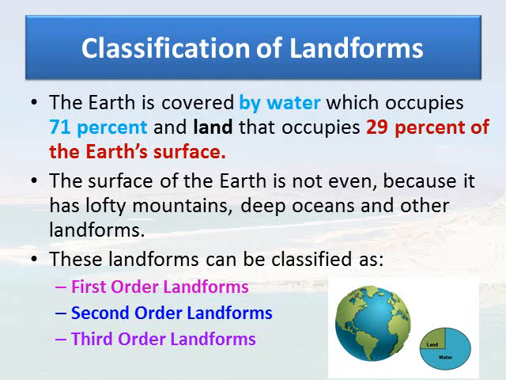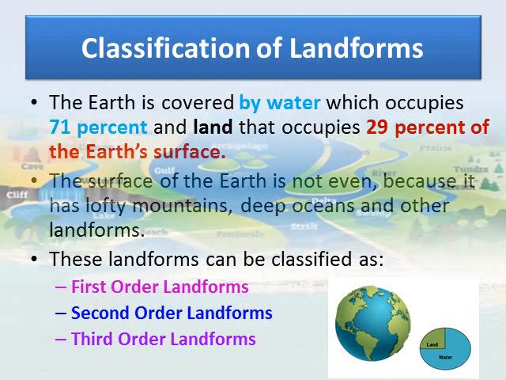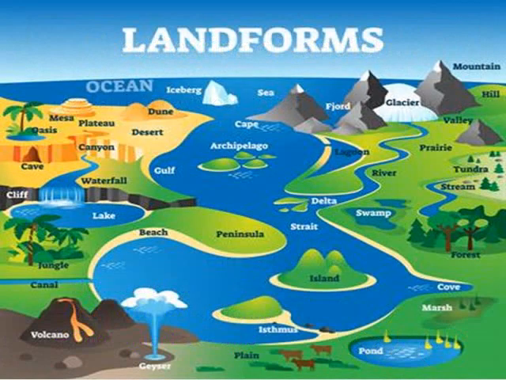These landforms can be classified as first order landforms, second order landforms and third order landforms. So the landforms we can classify as first order, second order and third order. Dear children, what you see on the picture is that of different landforms.